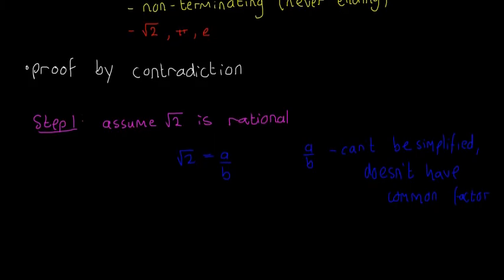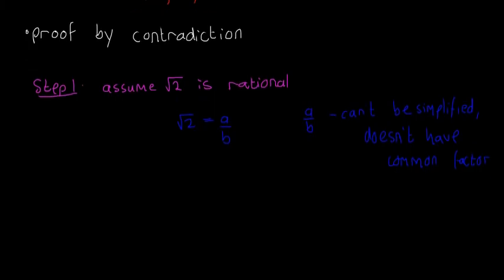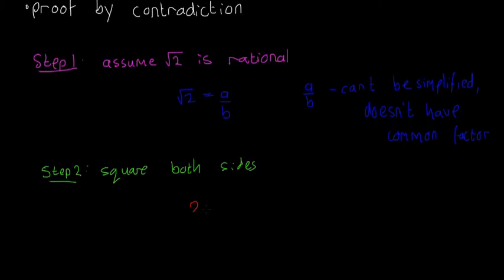Okay, so the next step we're going to do is square both sides. So I'll go green for step 2. Step 2, square both sides. I'm going to continue this in red. So if we square both sides of this equation, we get 2 is equal to a squared over b squared. The square root of 2 squared gives us 2, and a over b squared gives us a squared over b squared.